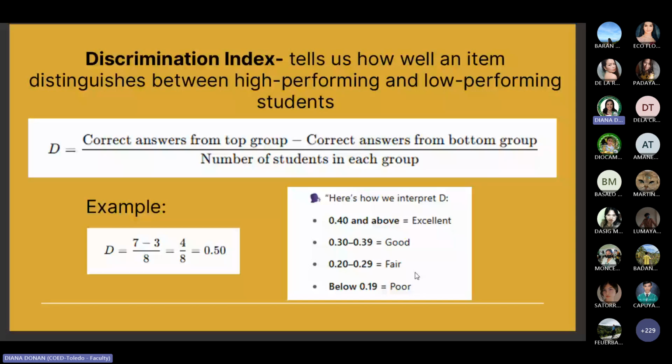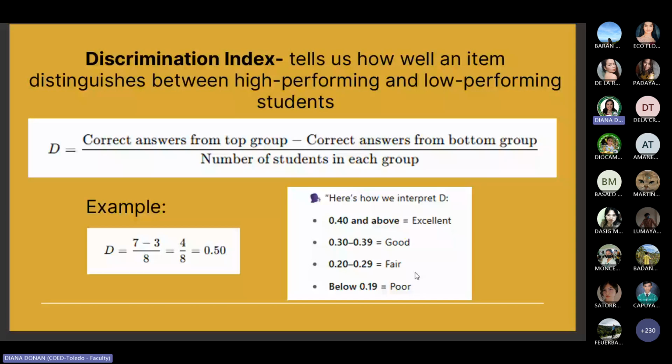Okay, so for example, we split the class into two: the top 27% performers and the bottom 27% performers also. For example, in a class of 30 students, the top group is equivalent to 8. The bottom group is also equivalent to 8 students. So let's say, for example, item number 2, 7 top students got it right. 3 bottom students got it right.